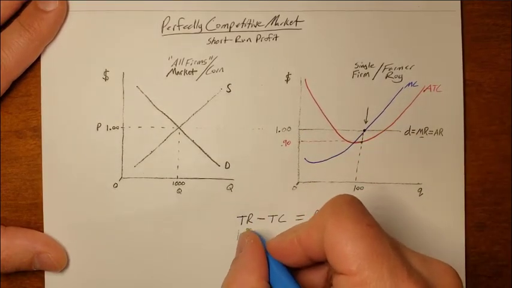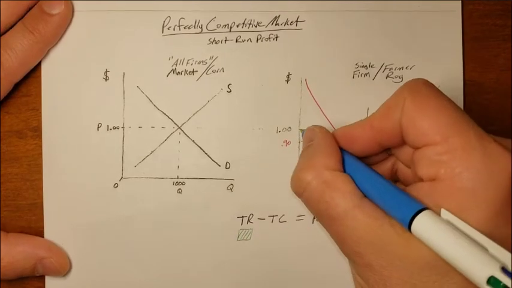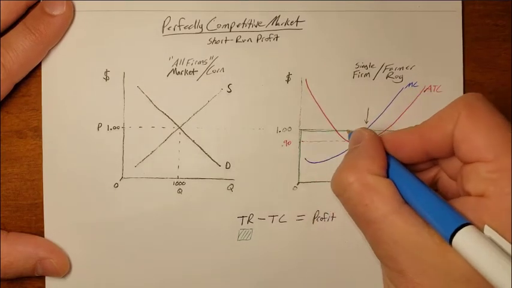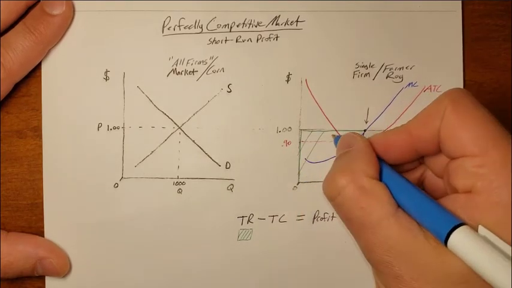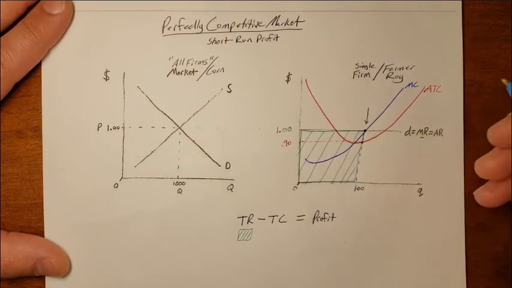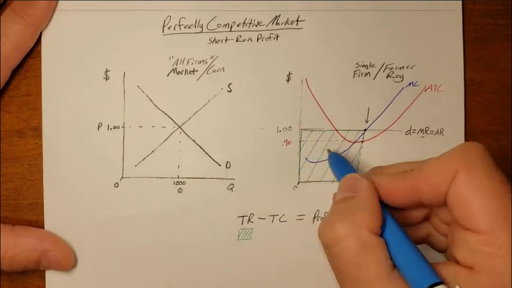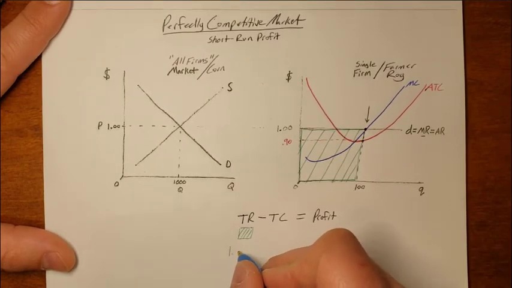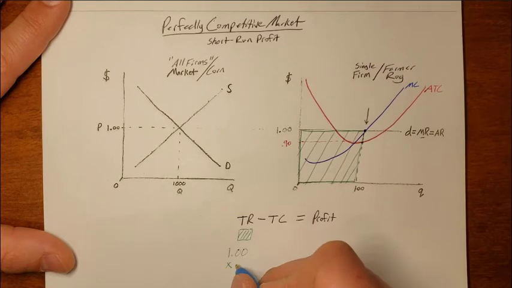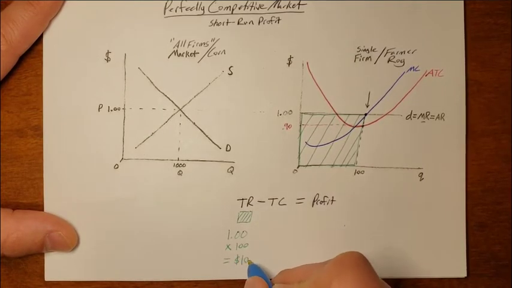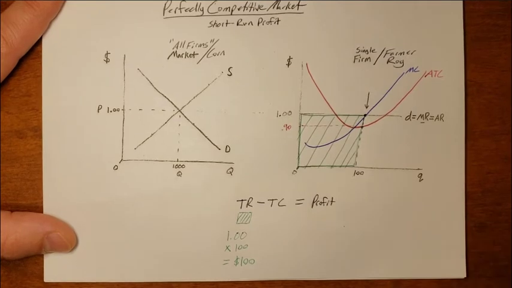We're going to use green again. Total revenue is going to be here. It's a little bit of a crooked box, but that's all right. Okay, so that's going to be your total revenue. You've got $1 times 100. Okay, so $1 times 100 equals $100.